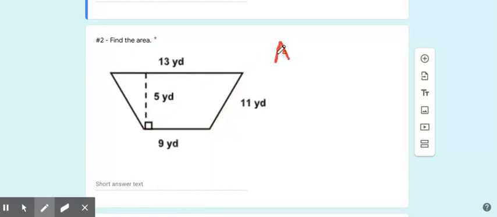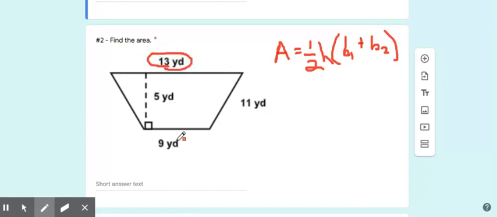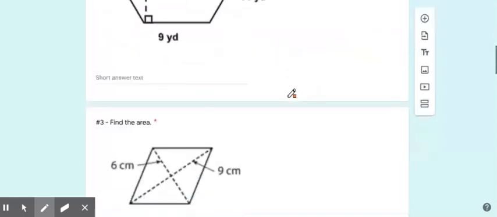So write down the area of a trapezoid formula. Area of trapezoid is 1/2 of the height times the sum of the bases, so B1 plus B2. It doesn't matter which one you call B1, which one you call B2. So let's just say 13 is B1 and 9 is B2. The height right here, as you can see, is 5. So plug this into the area formula for trapezoid to find its area.